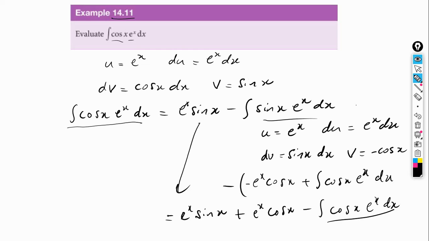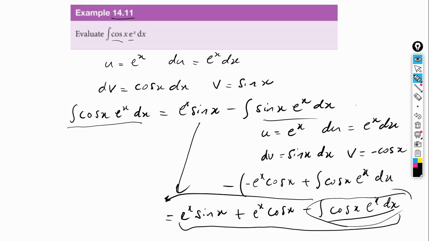And then what we can do is, because we have an equality here, right, all this is equal to the integral of cosine of x e to the x dx. We can grab this part and move it to the other side and just add it. So we're going to get 2 times the integral of cosine of x e to the x dx is equal to e to the x times sine of x plus e to the x again, cosine of x.